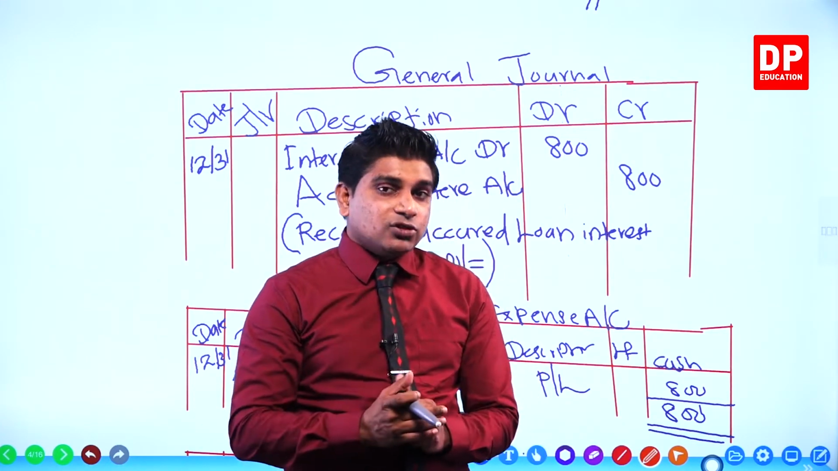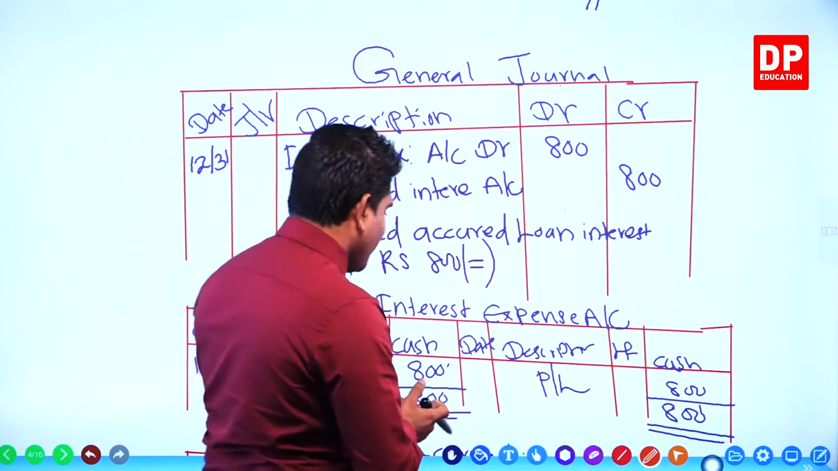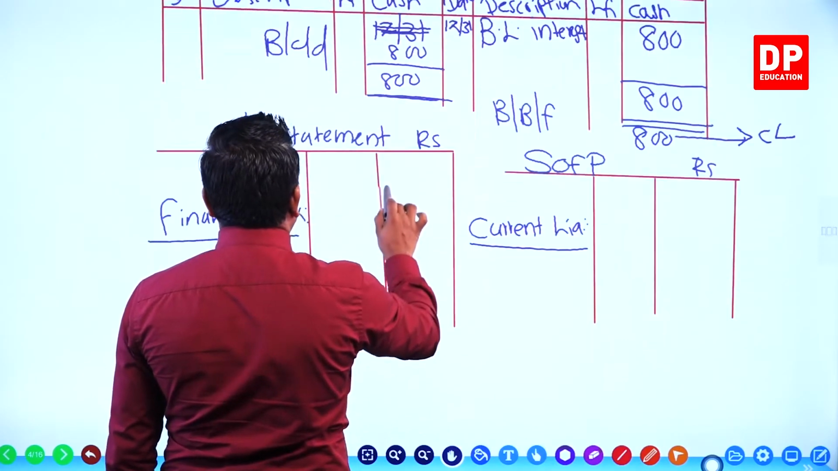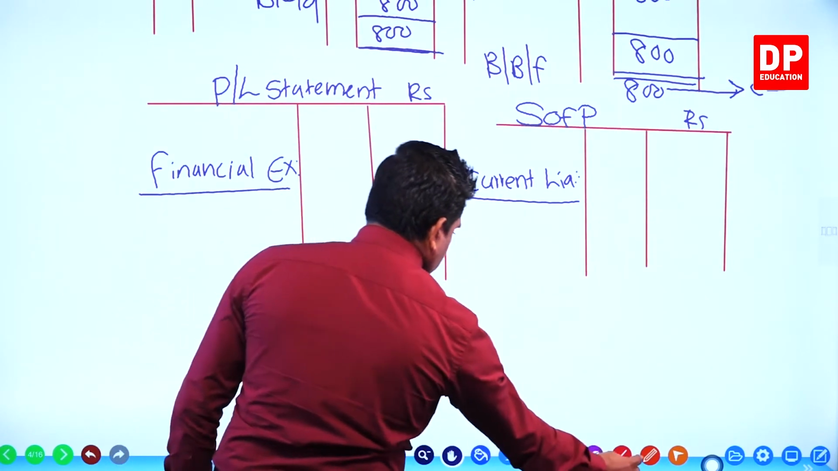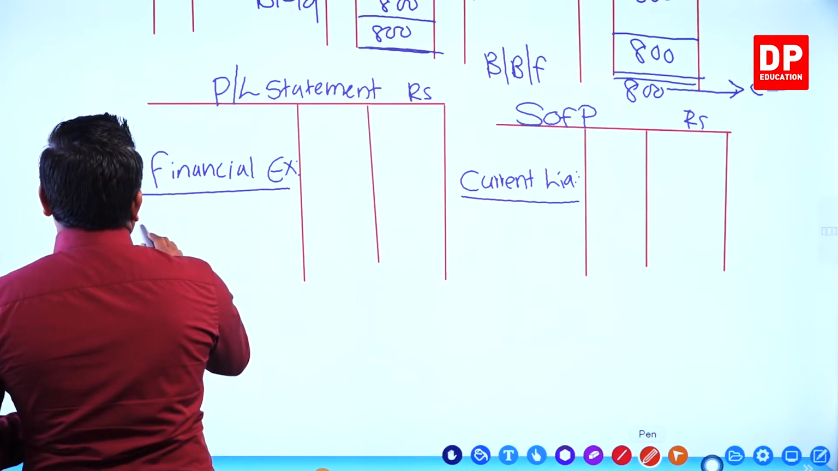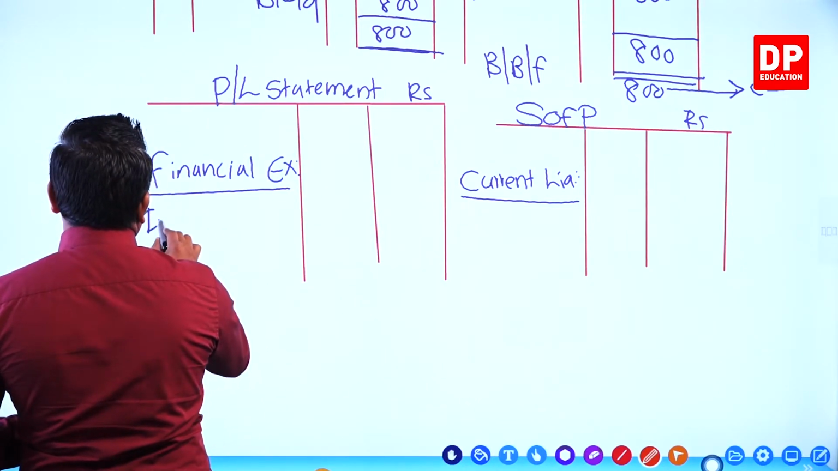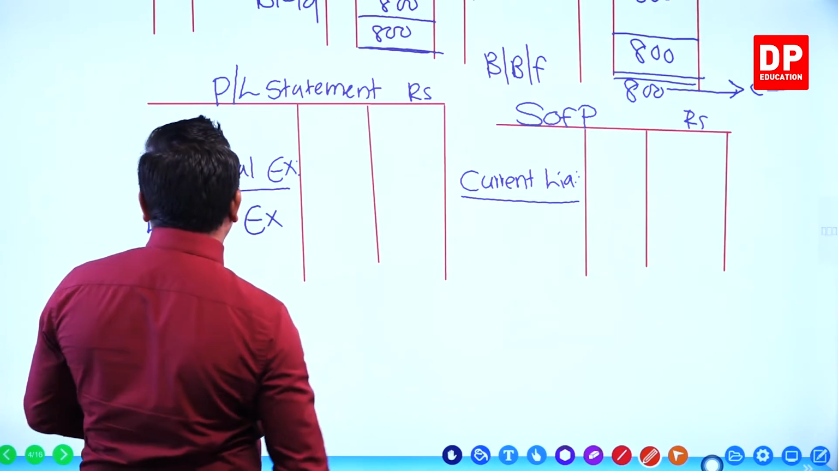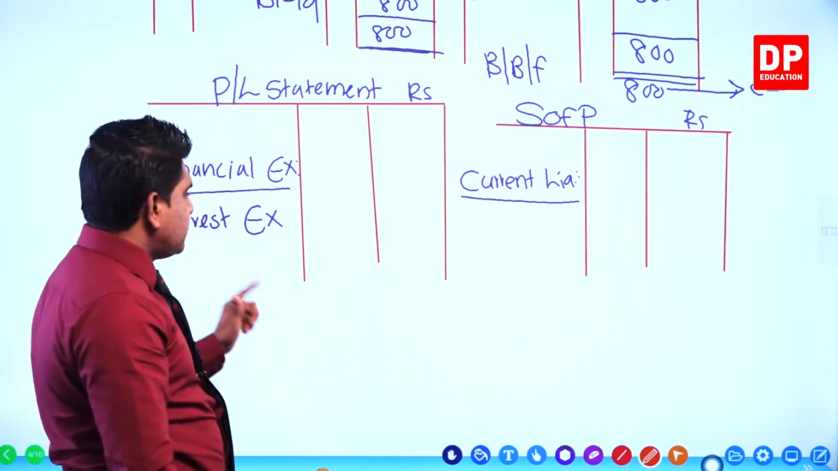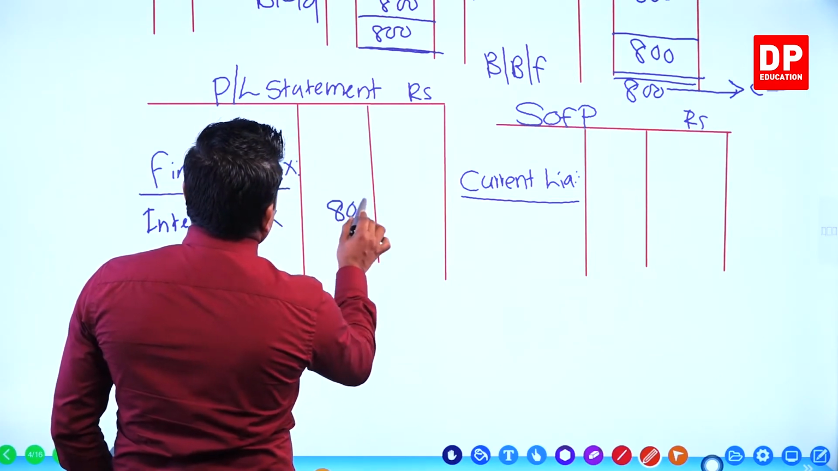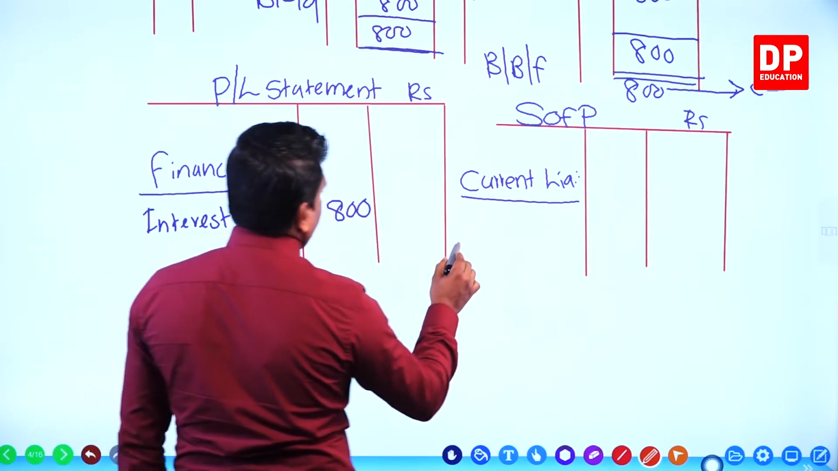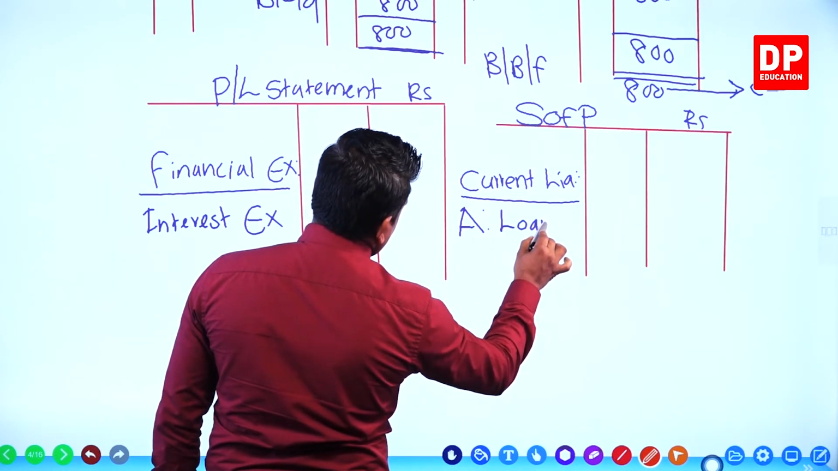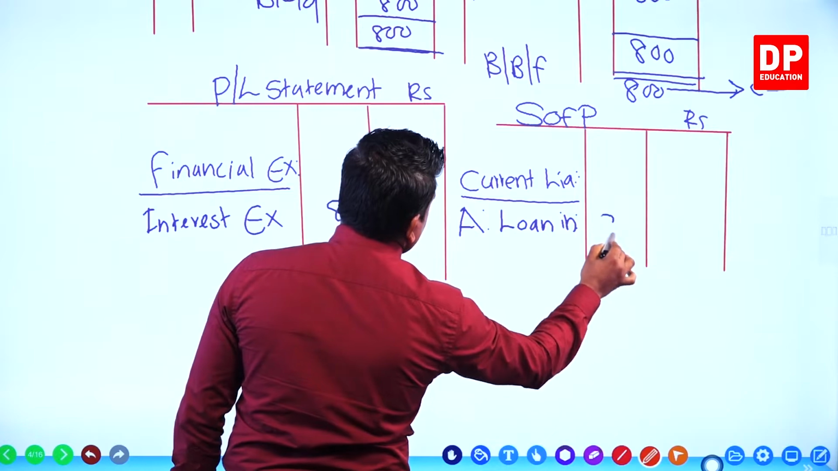Now we have to bring the details to the financial statements, right? Profit and loss, under the financial expense, because it's a loan interest. Interest expense. If you want, you can write bank loan interest expense, right? 800 rupees. The full amount to be paid, still not paid. So accrued, A means accrued loan interest. Loan interest, how much? 800.